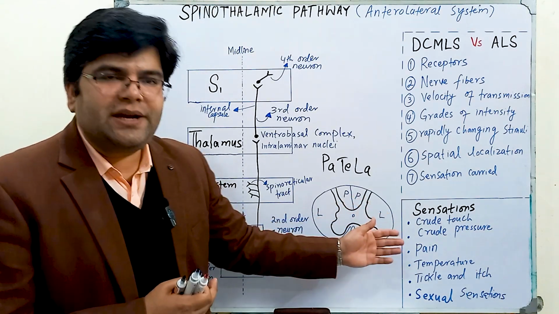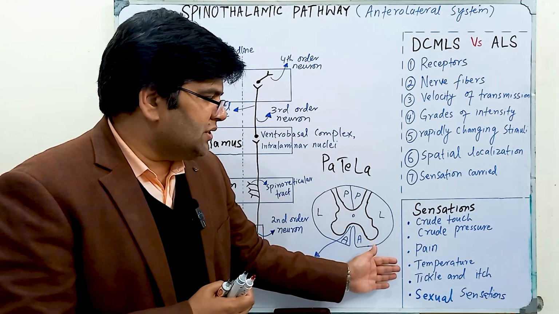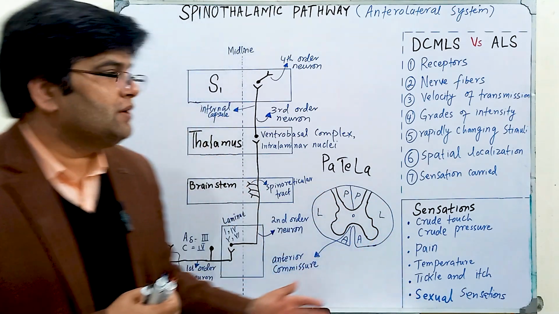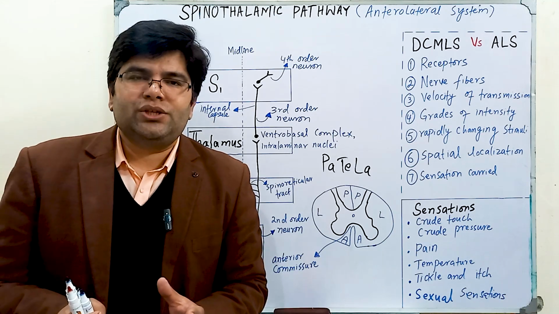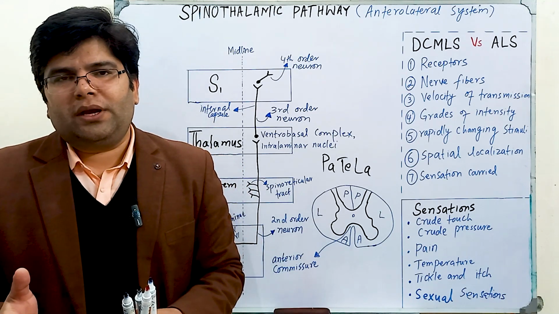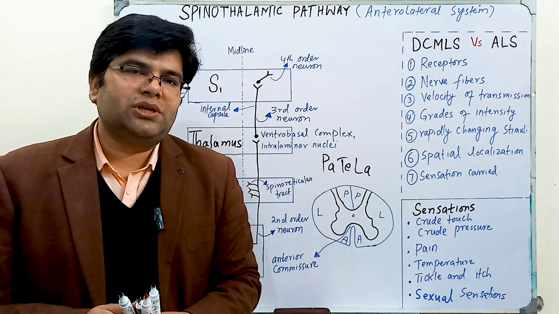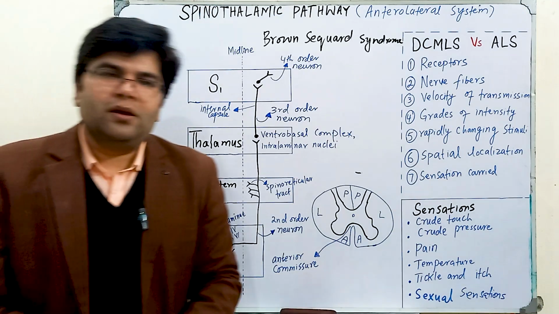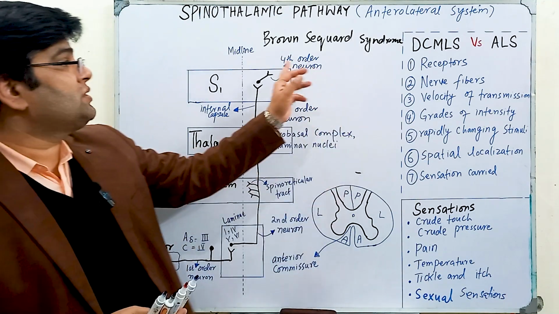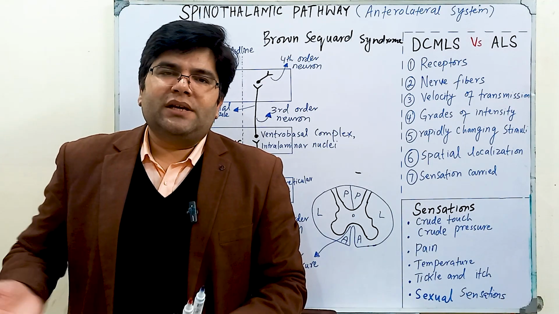The sensations carried by the spinothalamic pathway are crude touch, crude pressure, pain, temperature, tickle and itch, and the sexual sensations. Sometimes there are injuries to the spinal cord. One typical type of injury, in which half of the spinal cord may be damaged, is called Brown-Sequard syndrome. Now let's see what happens in Brown-Sequard syndrome when there is a clear-cut hemisection of the spinal cord.